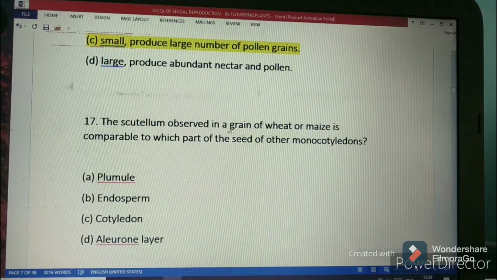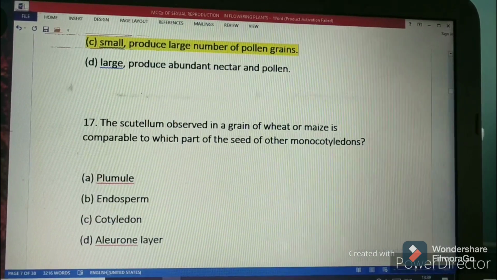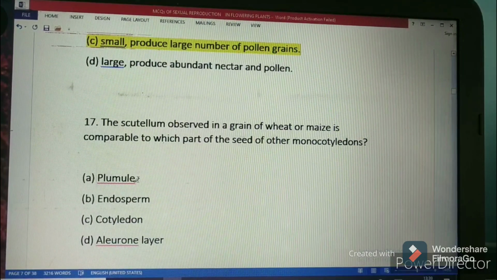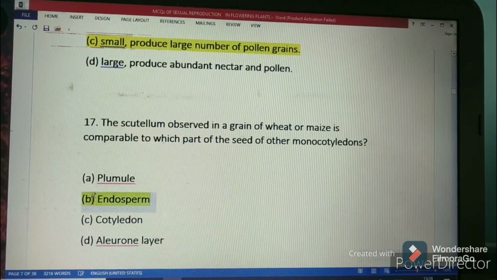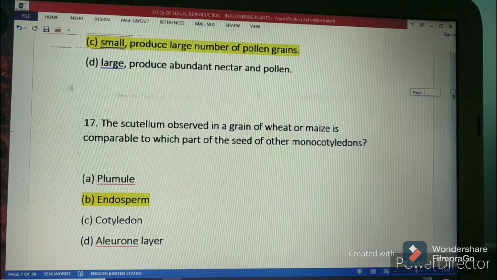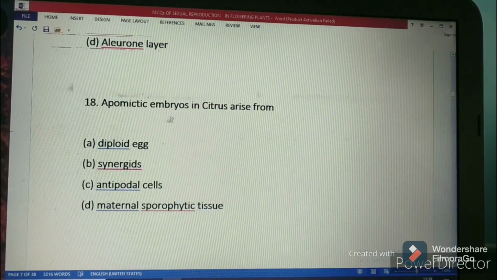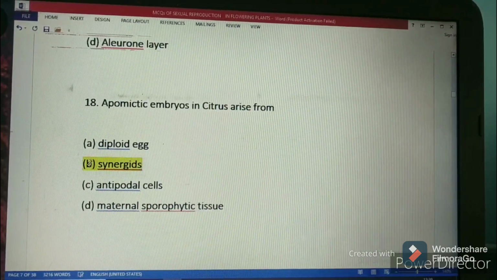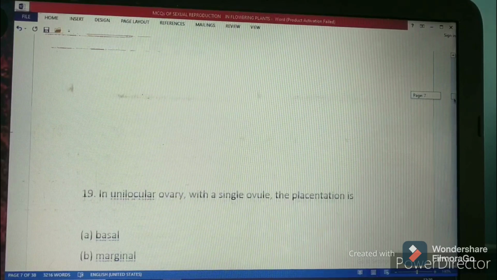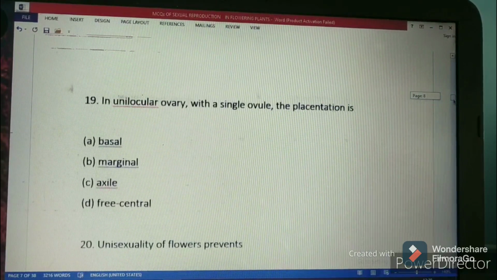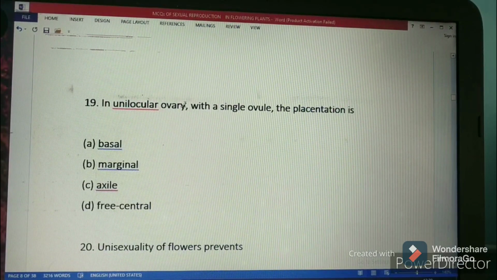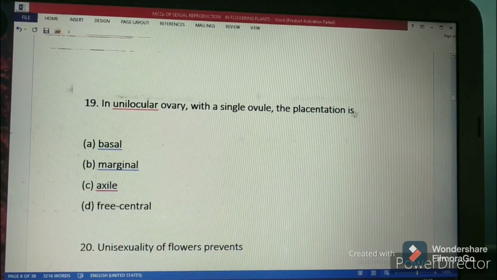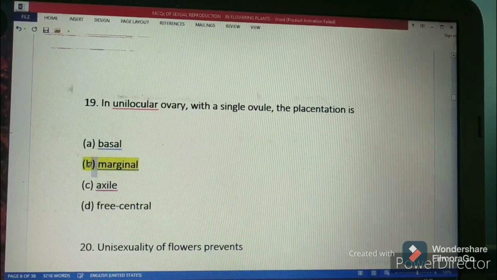The scutellum observed in a grain of wheat or maize is comparable to which part of the seeds of other monocotyledons? Endosperm. Apomictic embryos in citrus arise from B. Synergids. In a unilocular ovary with a single ovule, the placentation is marginal. B is the correct answer.